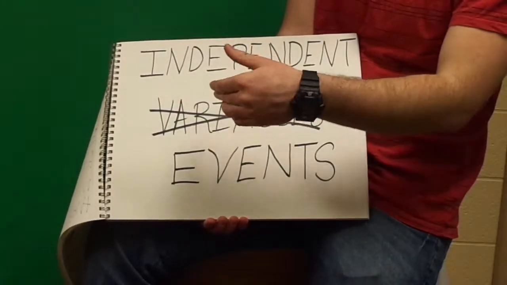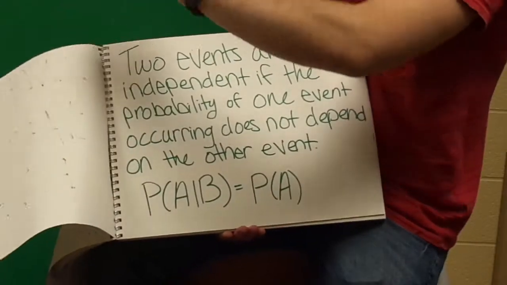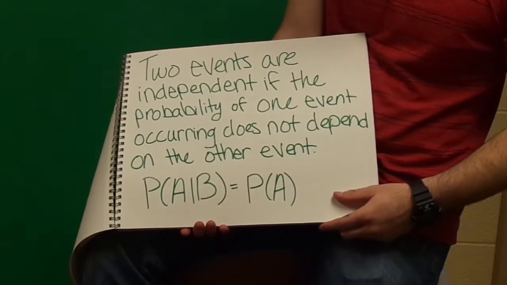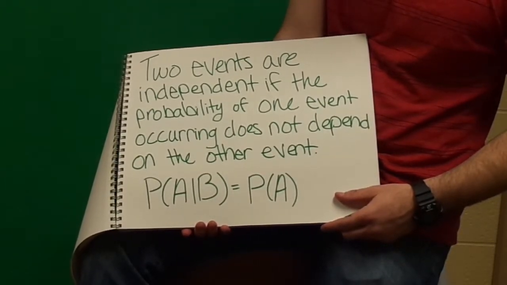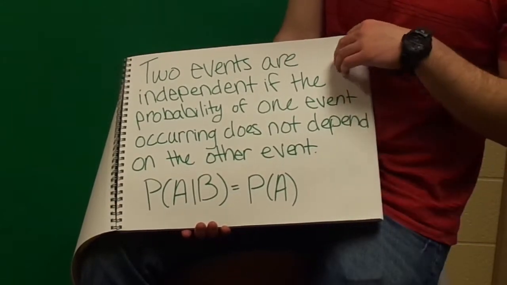Independent events. Two events are independent if the probability of one event occurring does not depend on the probability of the other event occurring. Probability of A given B is equal to the probability of A.